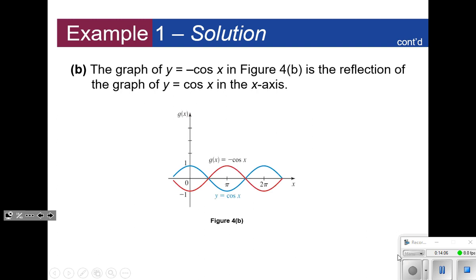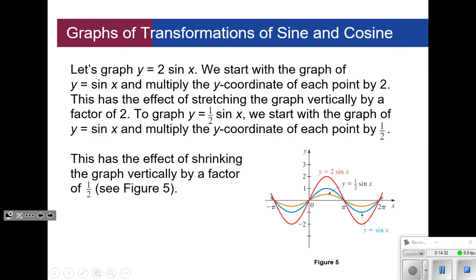Now, the negative cosine x literally just flips, like I said earlier. The blue here is the original cosine x. Cosine x starts at 1. The flipped version, in red here, starts at -1. It's kind of cool, actually. So again, it just flips it.